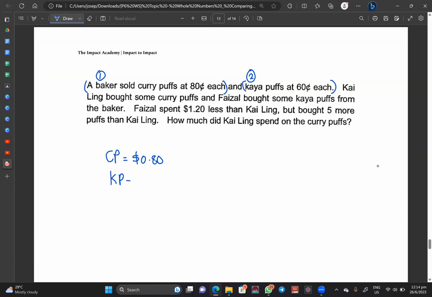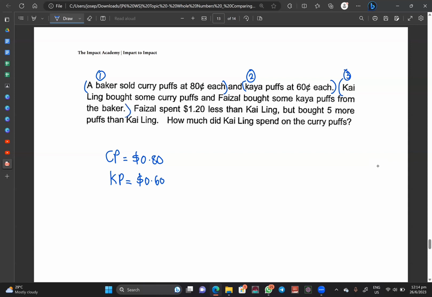Now for curry puffs, sorry, not curry puffs, kaya puffs, then of course that will be 60 cents each. Okay, so I will just write it down over here. Ask yourself if there's anything that you need to do. All right, over here, 80 cents, 60 cents, nothing much to do. Let's move on to sentence number 3.